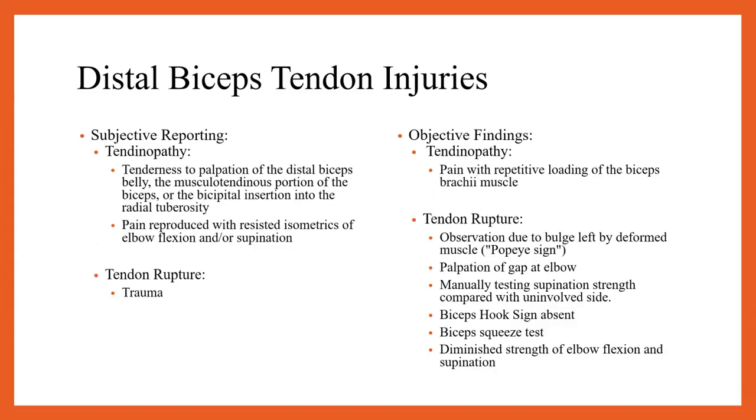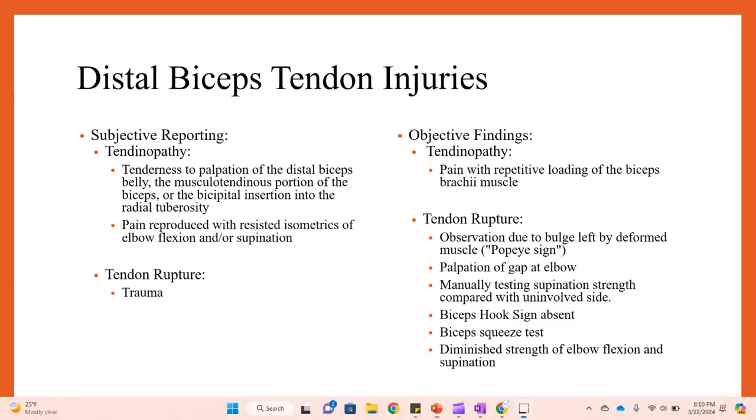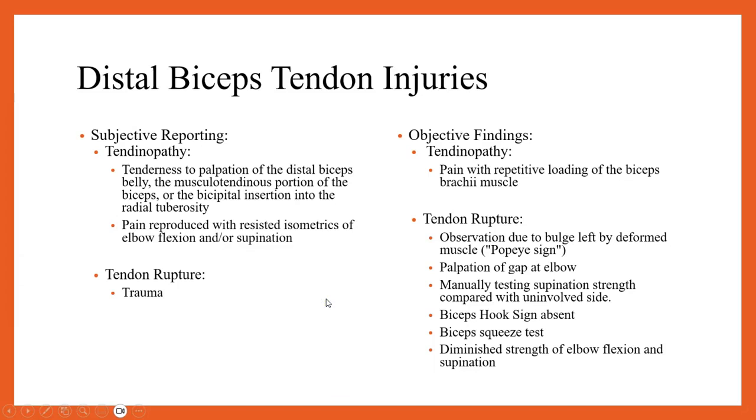And so if we think about distal bicep tendon injuries here with subjective reporting, with tendinopathy, they're going to have tenderness to palpation of the distal biceps belly, maybe the musculotendinous portion of the biceps or the bicipital insertion onto the radius. It's always important to palpate the radius insertion there. Pain is reproduced with resisted isometrics of elbow flexion or, more importantly, supination. Biceps brachii main function is to supinate the forearm. It's not to flex the elbow, even though it does assist in that. So resisted supination is going to be painful.